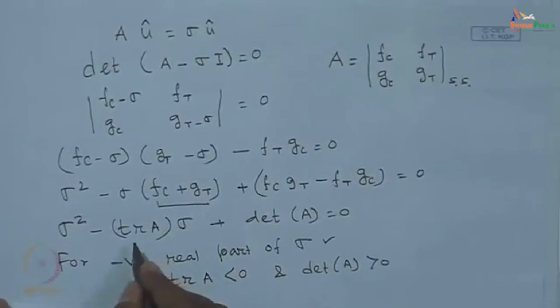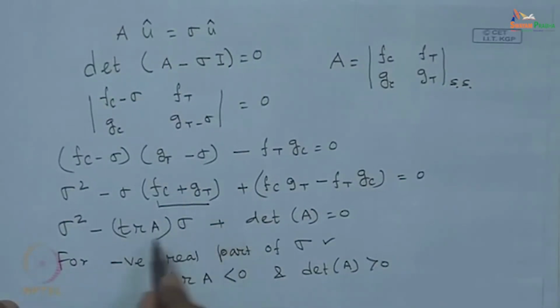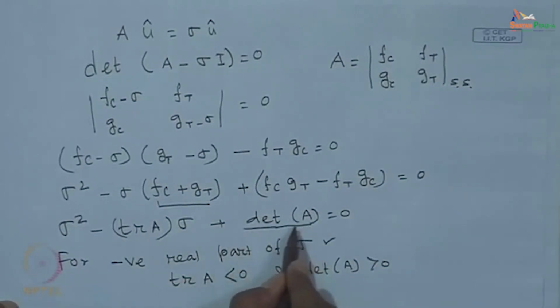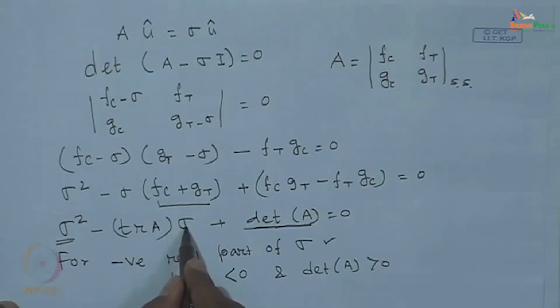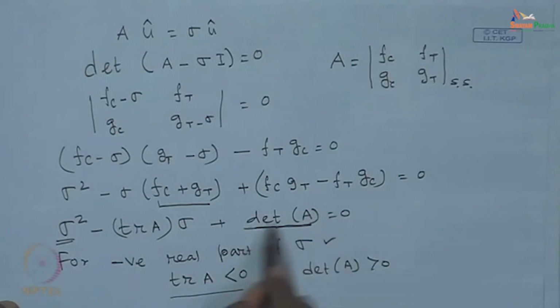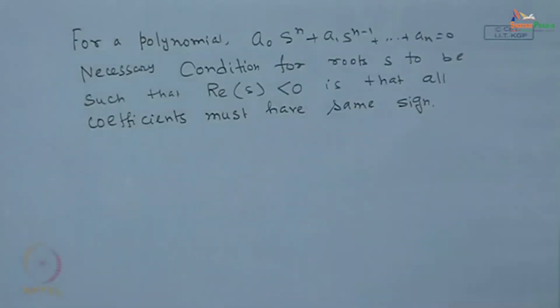So, in this case, the coefficient of sigma square is positive. In order to have a positive coefficient of sigma, the trace of A has to be negative. In order to have a positive constant term, the determinant of A has to be positive. So, therefore, these are the conditions of stability for a two dimensional system.